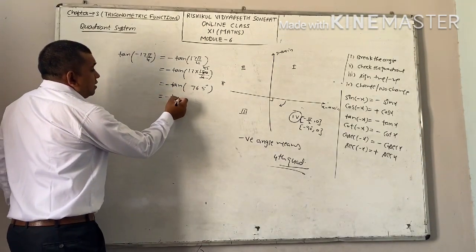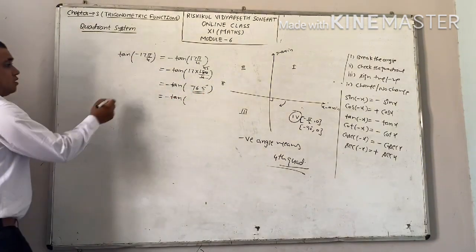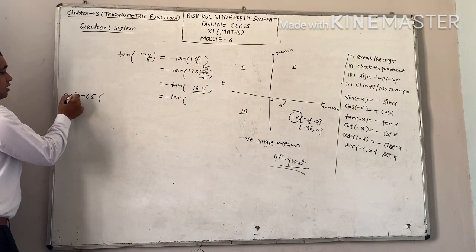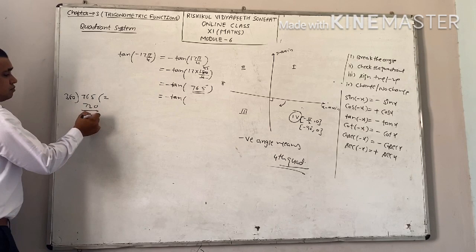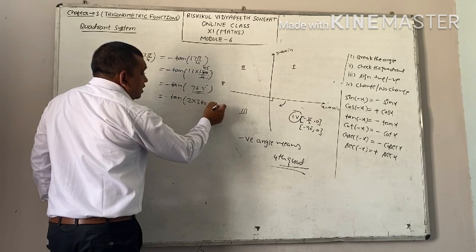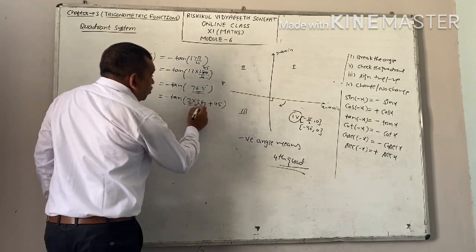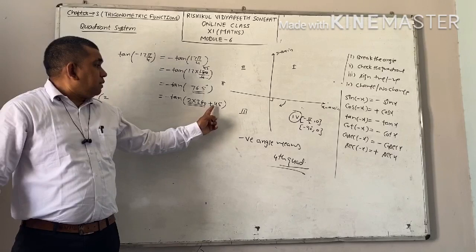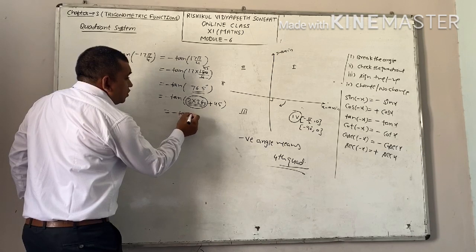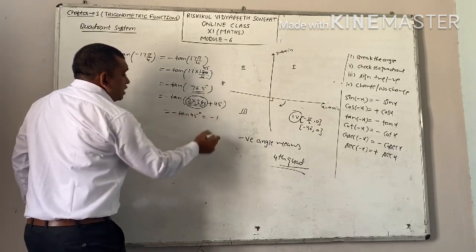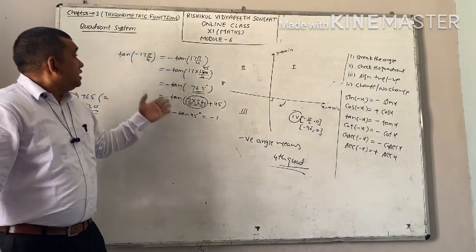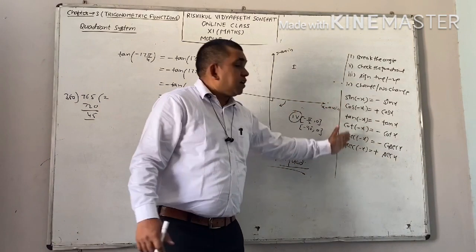765 degree. Break the angle, I told you. How will you break it? 765 divided by 360, 2, 45 is the remainder. You can write like this, 2 into 360 plus 45. Now 2 into 360 is 2 complete revolutions plus 45. No impact of this one. You will get tangent 45 degrees. And we know the value of tangent 45 degrees, that is 1. That's why your answer is minus 1. It means in each case when your angle is negative, you will apply the formula of negative angle.